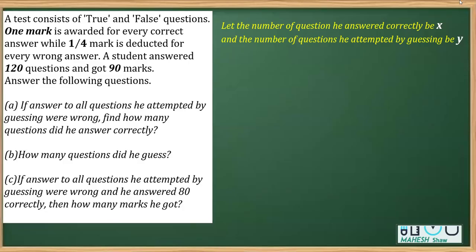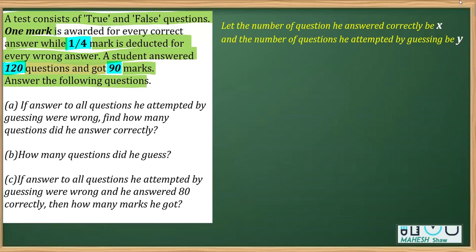We have one case study question from the chapter linear equation. It says a test consists of true and false questions. 1 mark is awarded for every correct answer, and 1/4 mark is deducted for every incorrect answer. Now, a student answered 120 questions and he got 90 marks. Based on this, we have to answer the following questions.